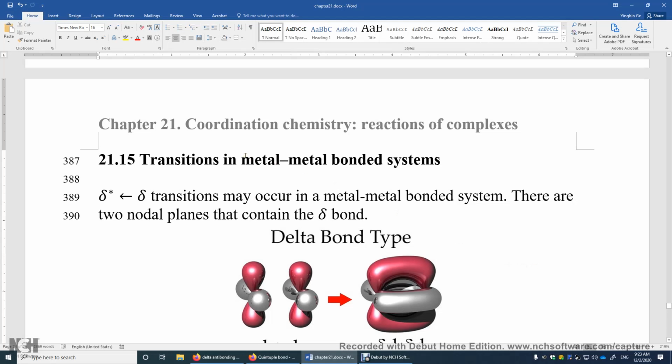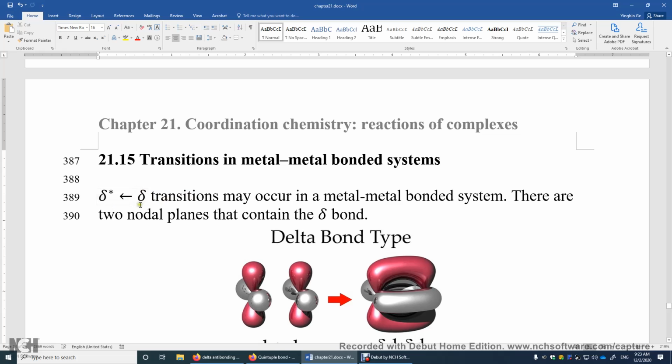Section 21.15, Transitions in Metal-Metal Bonded Systems. What is a metal-metal bonded system? If you have a transition metal complex that contains at least two transition metal centers and they are directly bonded to each other, then it's a metal-metal bonded system with a metal-metal bond. In this kind of systems, we may observe photon-induced delta to delta star transition.